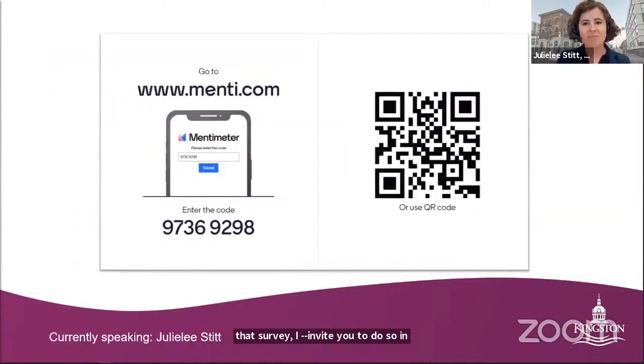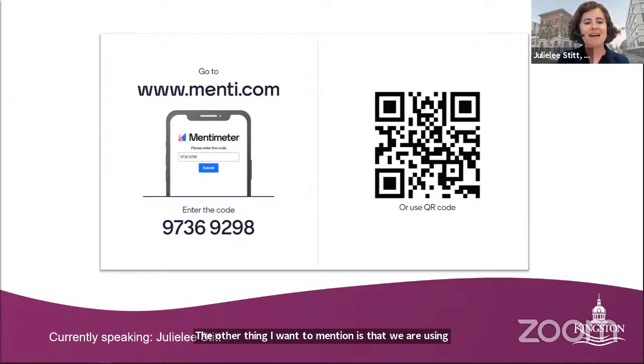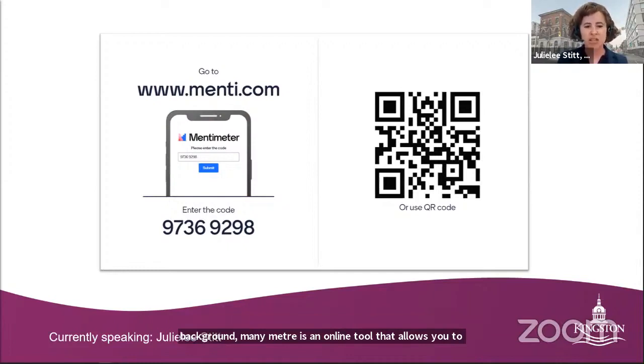We're using a new-to-us tool this evening, although it is quite popular, and that is menti.com. That is the QR code on the screen as well as the access code. Mentimeter is an online tool that allows you to complete a quick survey or check-in, and it adds a nice engagement piece to a session. However, we don't want it to be a barrier to participation. If you decide that you don't want to participate that way this evening, do not worry about it. There is a survey on getinvolvedkingston.ca.